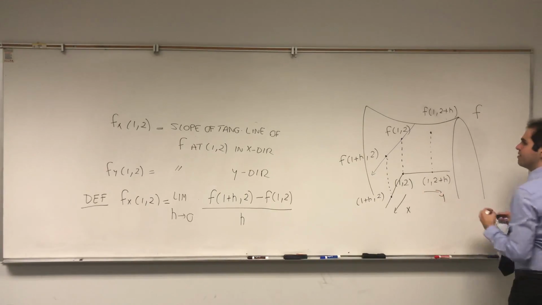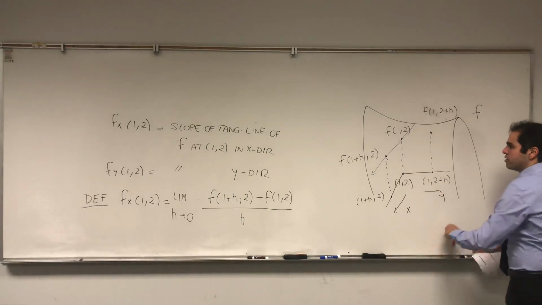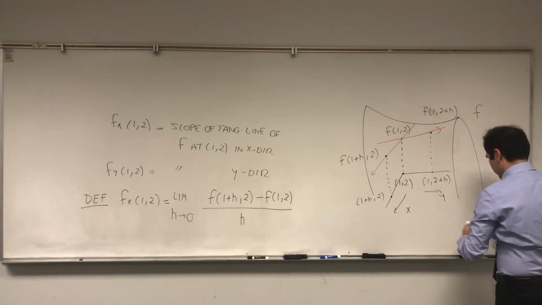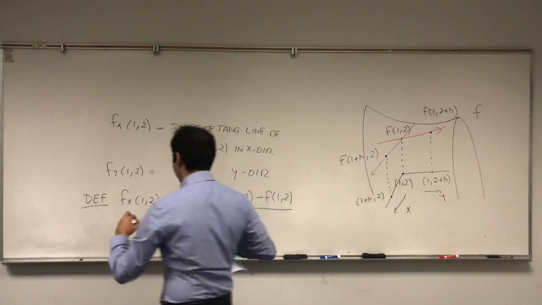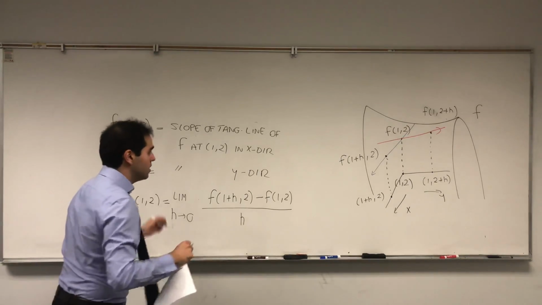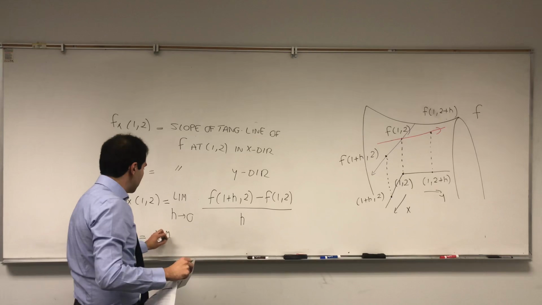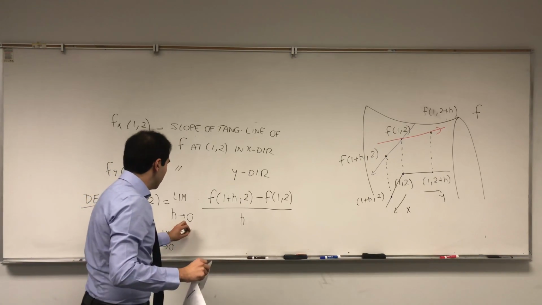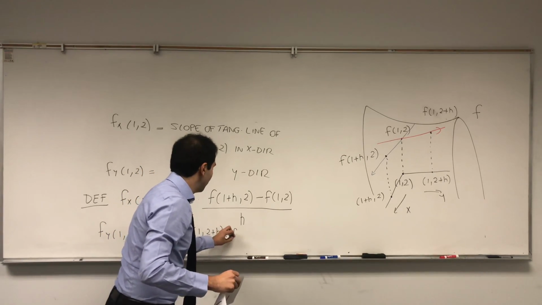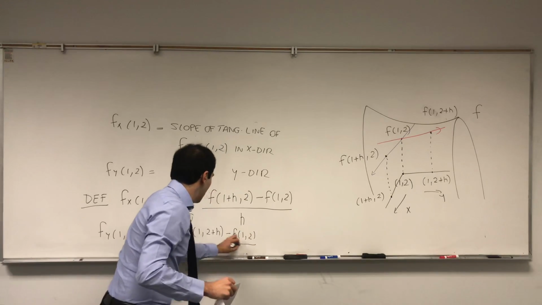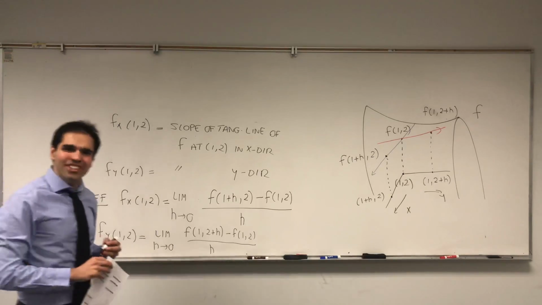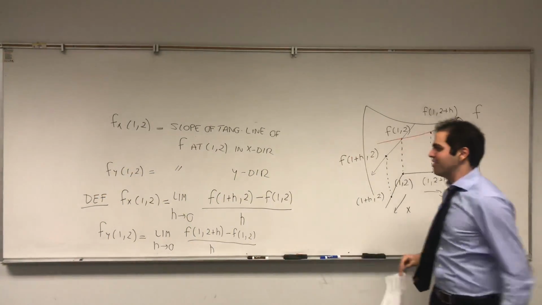In the y direction, you also take the slope of that secant line. And again, you may guess that f_y at (1, 2) is the same thing as before: you take the limit as h goes to 0 of f(1, 2 + h) minus f(1, 2), over h. And this is the precise definition of the partial derivative.